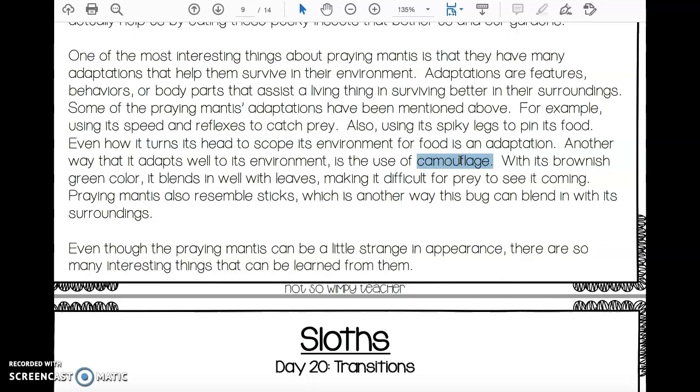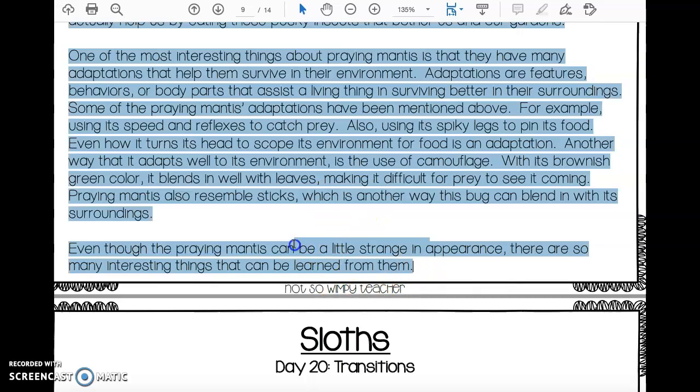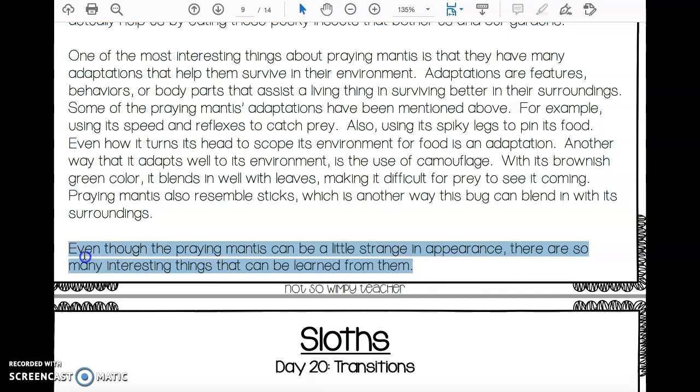Another vocabulary word is camouflage. And instead of defining it, just saying camouflage is, the author gave an example of what the camouflage of the praying mantis is. So using those vocabulary words and then giving more specific details. At the end, even though the praying mantis can be a little strange in appearance, there are so many interesting things that can be learned from them. So a very short conclusion, because this is only a one-page paper, but the author has restated some of his or her thoughts from the introduction in the conclusion.